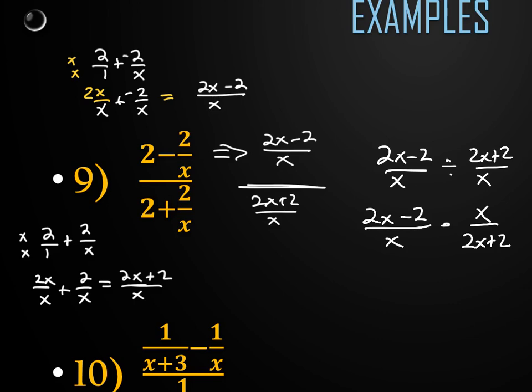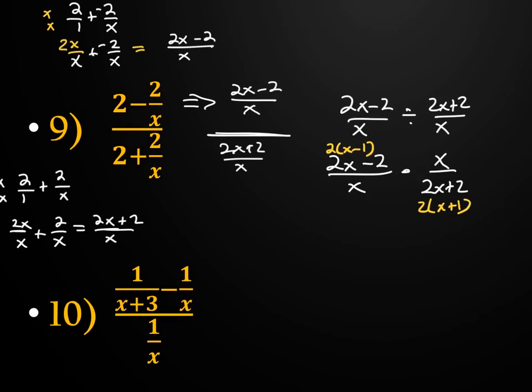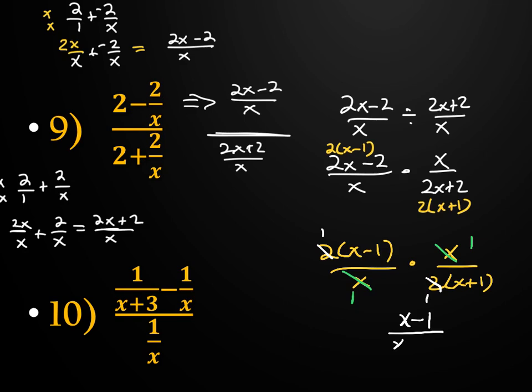Next, I need to look for things to factor. I could actually factor a GCF of 2 out of this one and this one. So now I'm left with 2x minus 1 over x times x over 2x plus 1. I'm going to look for things to simplify. The x's simplify, and so do the 2's. And now I'm left with x minus 1 over x plus 1. Again, nothing cancels because, again, they're attached.